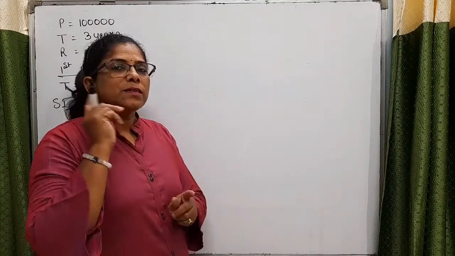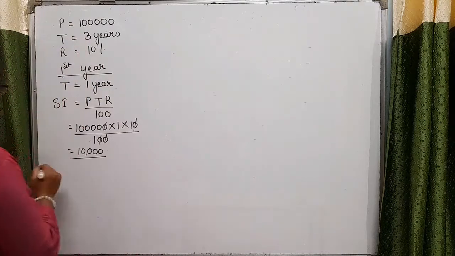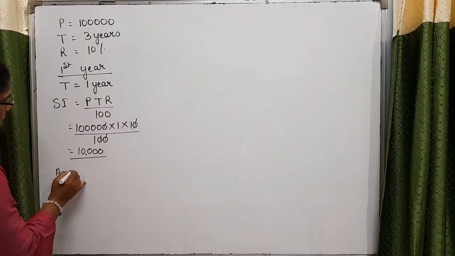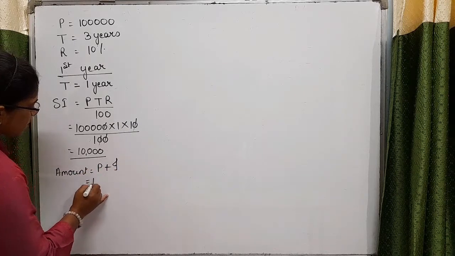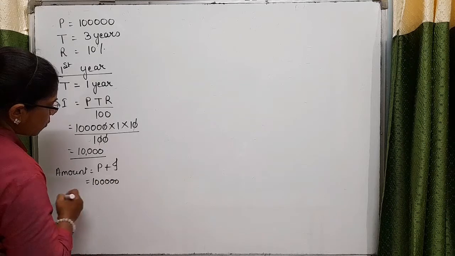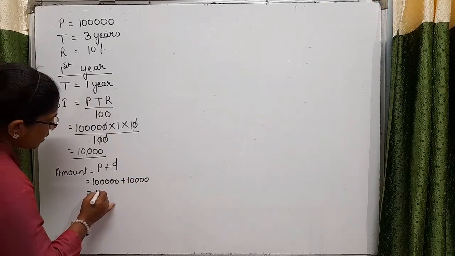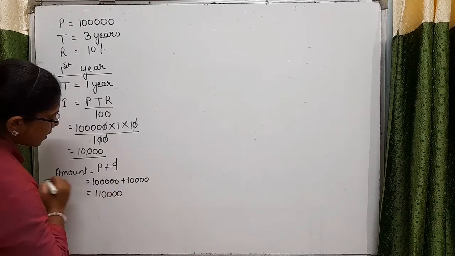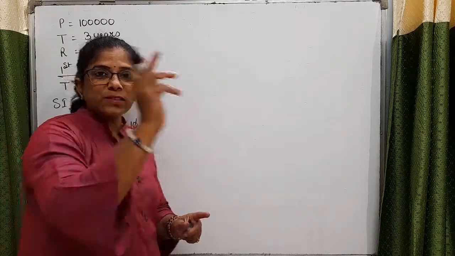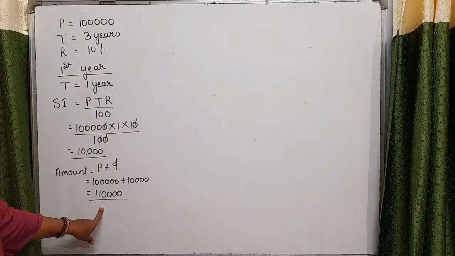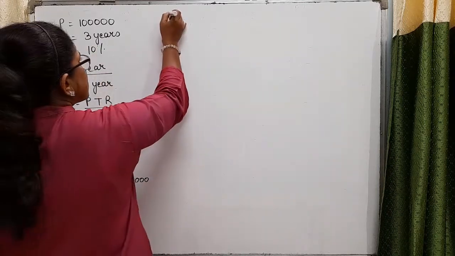Now as I said, this 10,000 is added to our principal amount. So here amount is P plus I, 1 lakh plus 10,000, which is 1,10,000. Now for the second year, this is going to be your principal amount. Now let's calculate the interest for the second year.